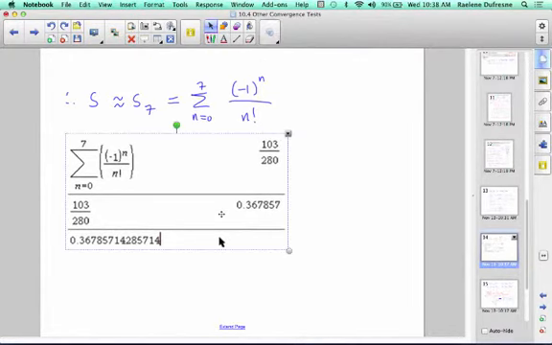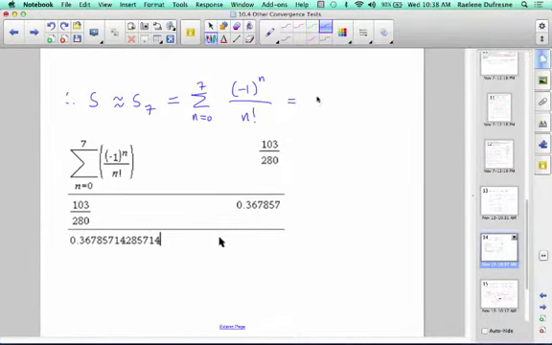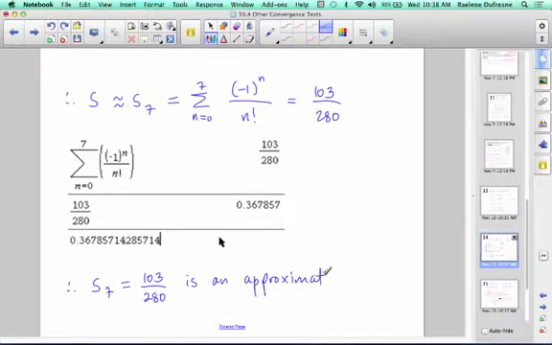And so we can see the value for Sn, which is going to be 103 over 280, and therefore S7 equal to 103 over 280 is an approximation to S equals the full series, the full sum value, the infinite sum, correct to 3 decimal places.